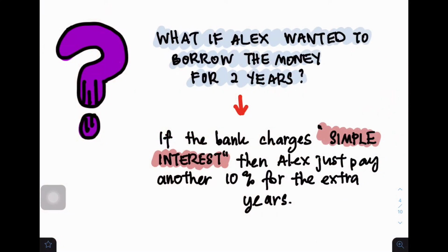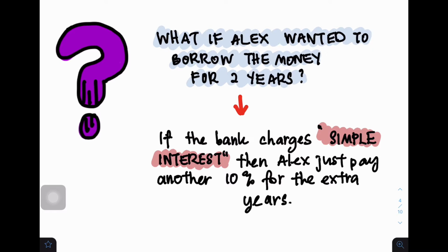Okay class, so before this we have seen about interest. We saw the example when Alex wanted to borrow $1,000 from the bank, and the bank said that Alex needs to pay 10% interest of the amount that he borrowed from the bank. So we know that interest will be charged annually. Maksudnya interestnya akan di-charge per year, setiap tahun.